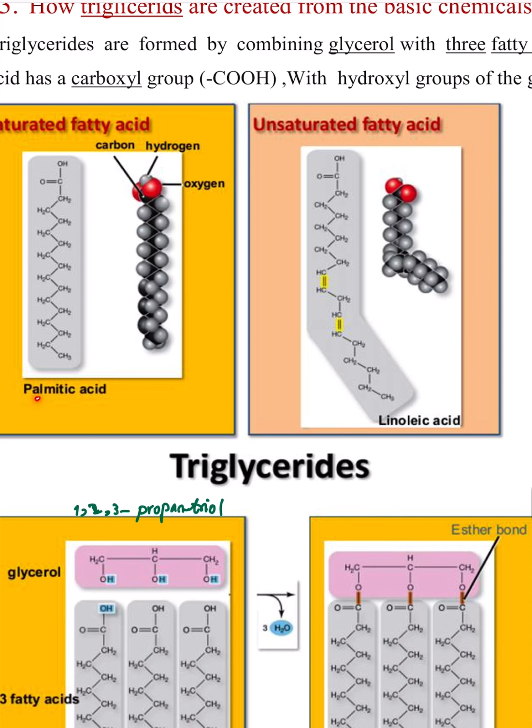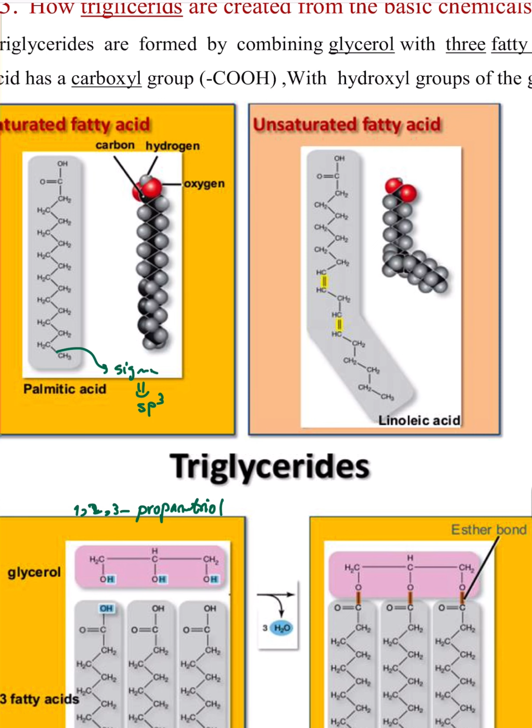Saturated fatty acid, like palmitic acid, has just single bonds, and all of the bonds are sigma. Also, these carbons are sp3, the angle is 109.5 degrees, and they mainly have a higher melting point.